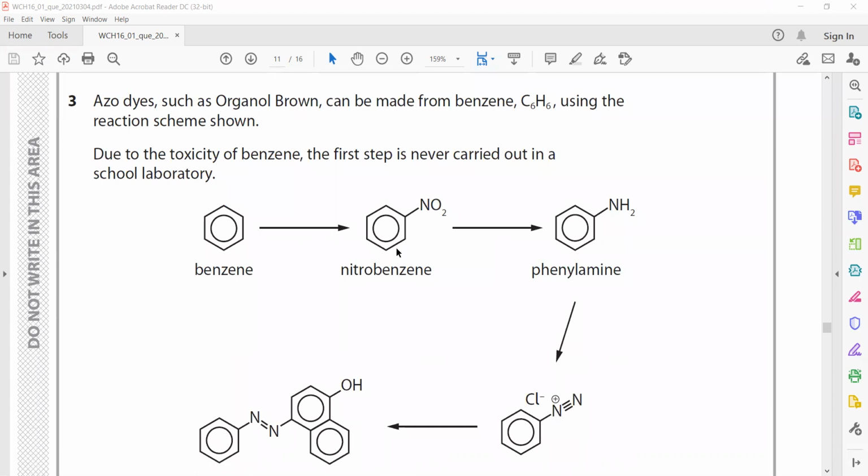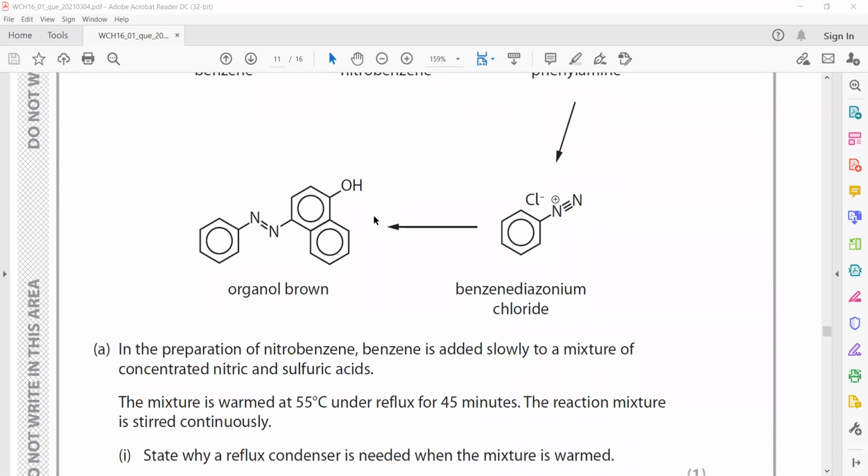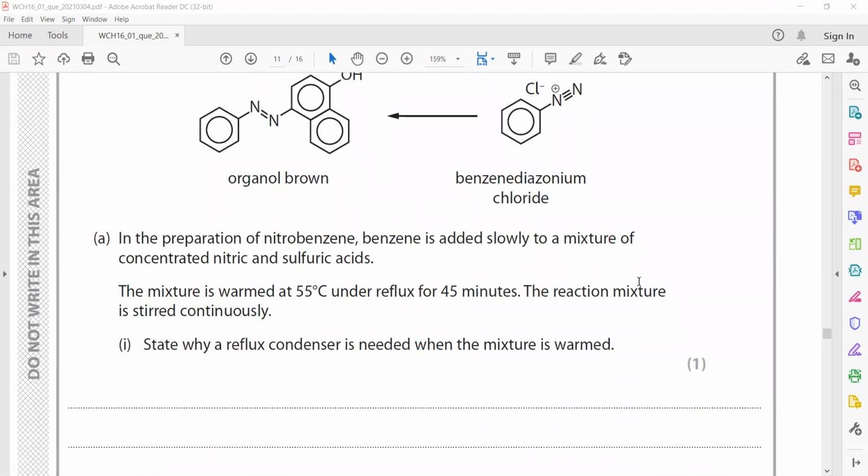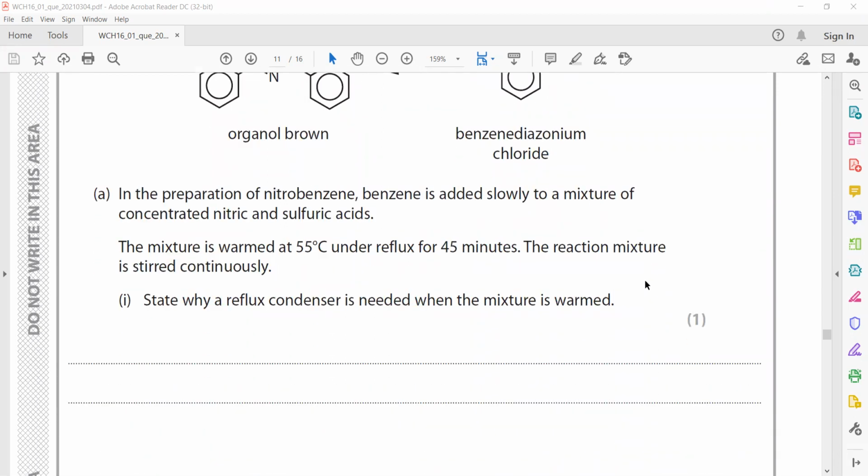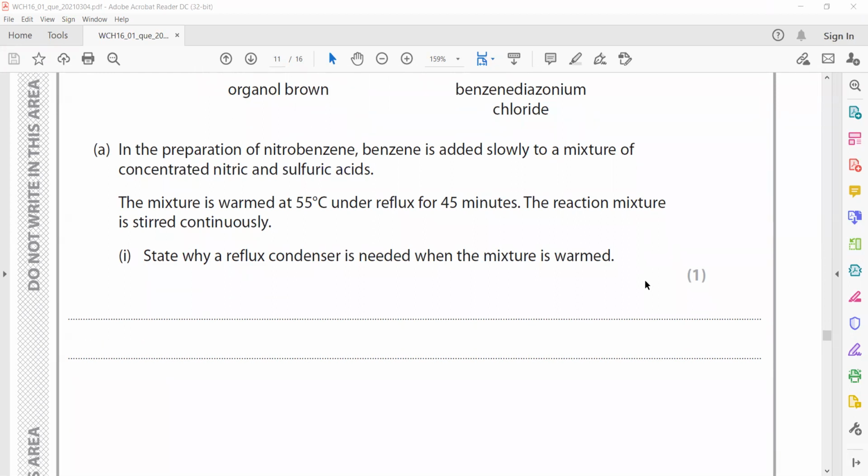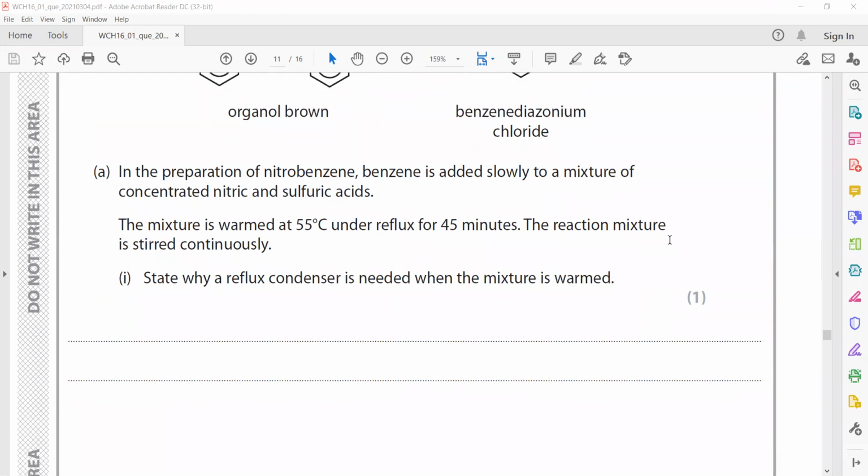Azo dyes such as organol brown can be made from benzene C6H6 using the reaction. Due to toxicity of benzene, first step is never carried out in school lab. Benzene to nitrobenzene. In a preparation, benzene is added slowly in a mixture of concentrated nitric acid and sulfuric acid. The mixture is warmed at 55 under reflux. The reaction mixture is stirred.